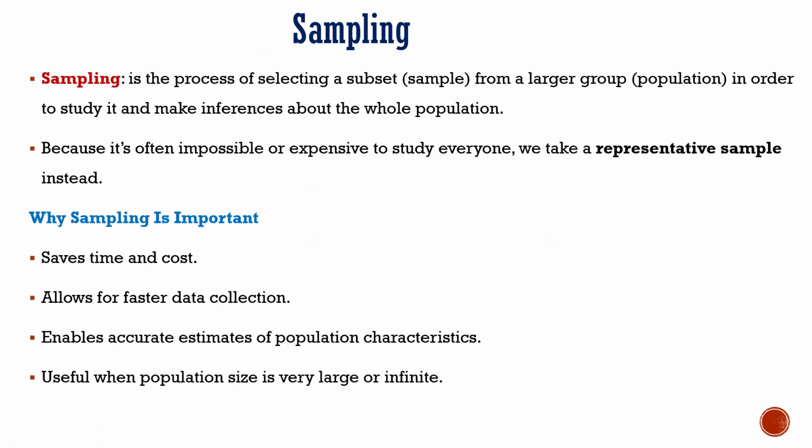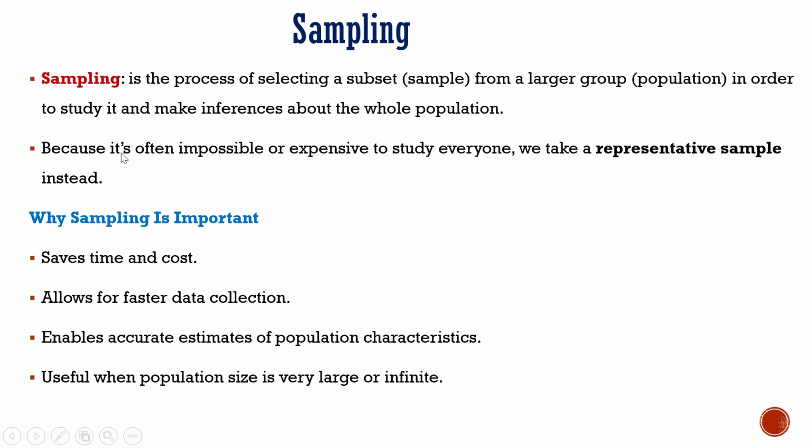We've discussed what a sample is in our unit 1 when we were talking of statistical terms. You can go back to the video to watch other terms used in statistics; sample is one of them. So sampling is a process of selecting a subset called a sample from a larger population or larger group in order to study it and make inferences or decisions about the whole population.